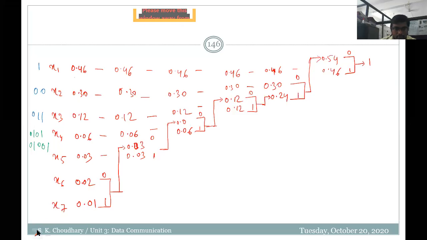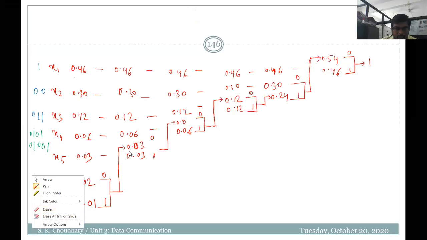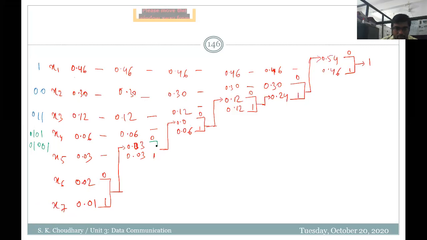Okay, now see here. The next one is x6. So x6, you can trace it out. Okay, the time is very much less. I will just give you the values.